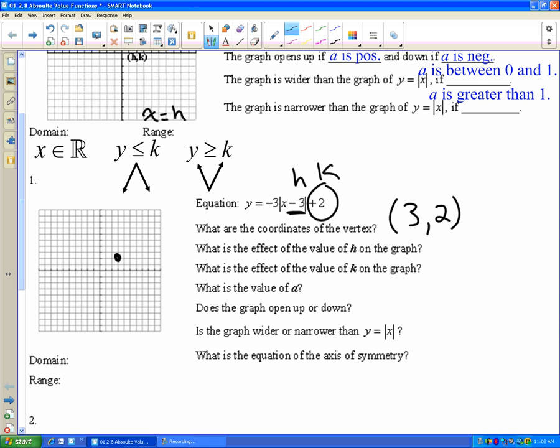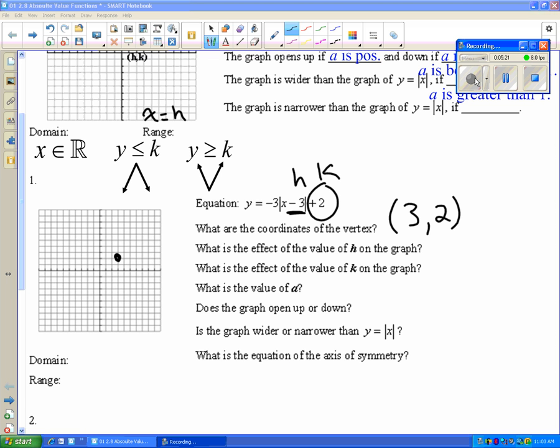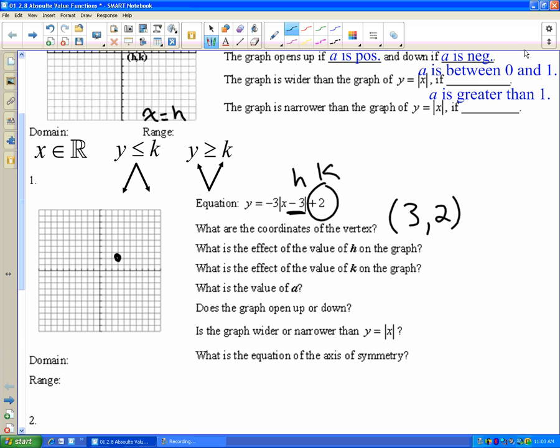What is the effect of the value of h on the graph? Well, it moves my vertex, as I was saying. H is going to shift my vertex right 3. Technically, it moves the entire graph, but the 3 deals with the vertex, so it's shifting to the right. So from 0, 0, I shift right 3.